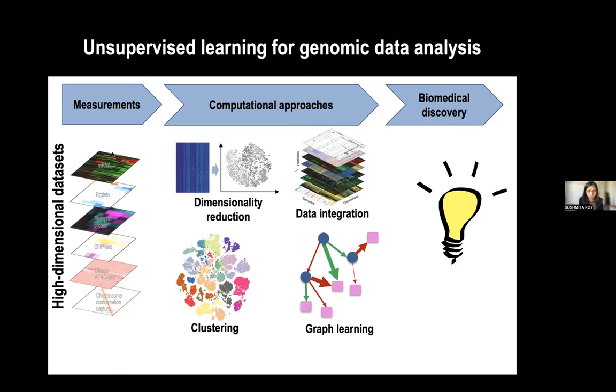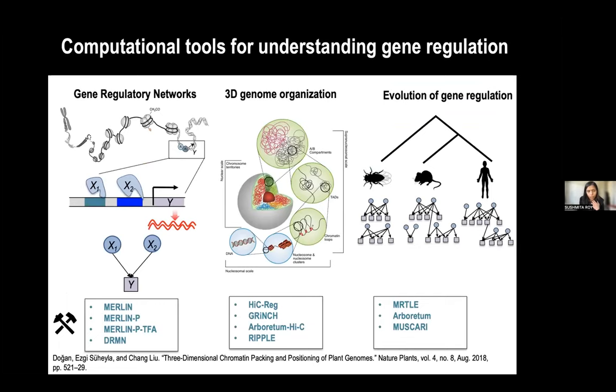And here I'm showing you some examples of these unsupervised learning problems. Data integration, graph learning and clustering, and dimensionality reduction are all examples of unsupervised learning. And in my group, we have been largely focusing on three major directions of research, and we are leveraging tools from unsupervised machine learning to look at these problems. So one problem that we work a lot on is mapping gene regulatory networks from both bulk and single cell data with different types of designs, and I'm happy to talk about different aspects of that.